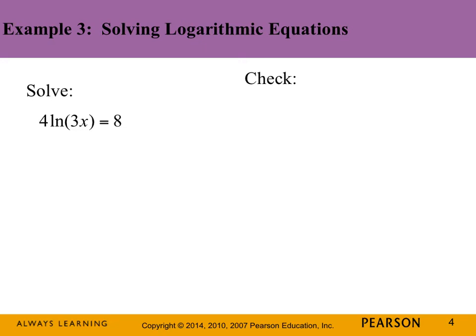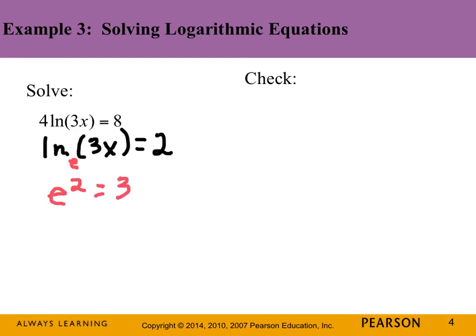Okay, so first, here we need to divide both sides by 4. So when you do that, you'll have natural log of 3x equals 2. Okay, now think of it this way. Think of natural log as being a log with base e. So if you think of it that way, we're going to rewrite this in exponential form. It would be e squared equals 3x. And now to isolate the x, just divide both sides by 3. You get x equals e squared over 3.